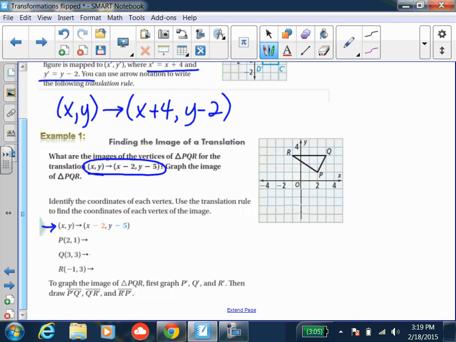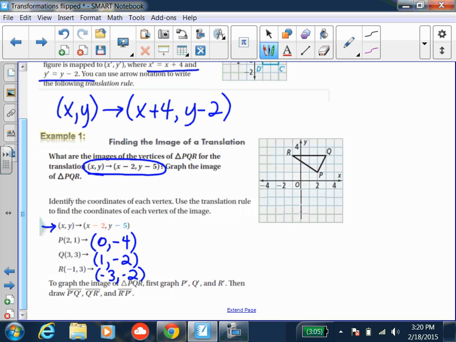So for P, I would say 2 minus 2, so that's going to give me 0. And for y, I'm going to say 1 minus 5, so that's going to give me negative 4. For Q, that's going to give me 3 minus 2, which is 1, and 3 minus 5, which is negative 2. And I want you to go ahead and take a second and do R. And you should have gotten negative 3, negative 2.